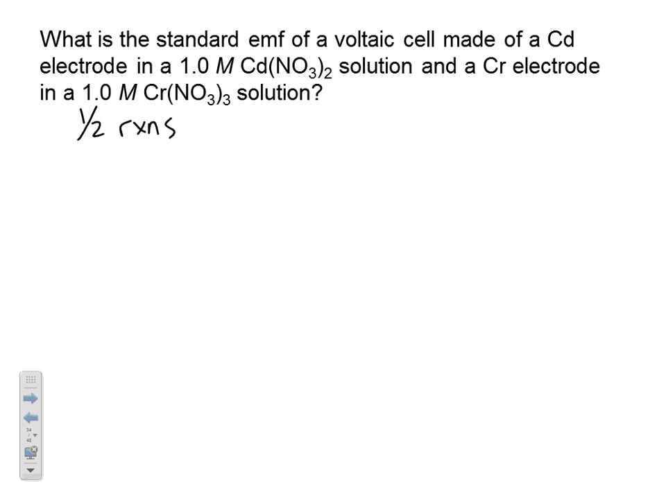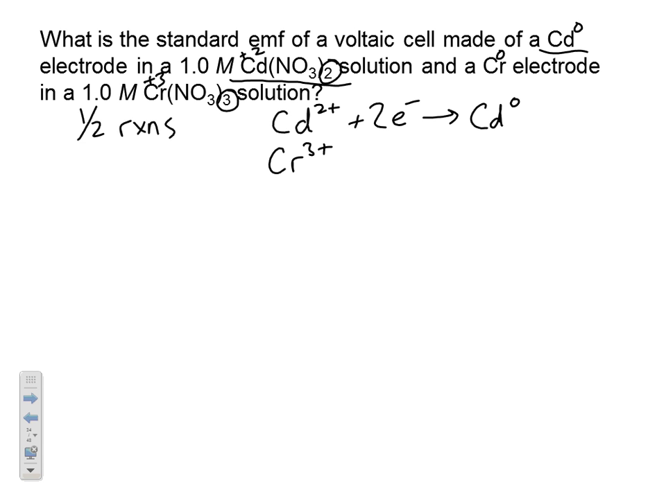So what do we have first? We have cadmium in this cadmium nitrate solution. And I can tell by the fact that there are 2 nitrates that this cadmium must be a +2. So if I have cadmium 0 and cadmium +2, then I'm going to write the reduction half reaction: Cd2+ plus 2 electrons goes to Cd0. And then I'm going to do the same thing for the chromium. So this is chromium 0. Based on the fact that there are 3 nitrates here, I know that this must be a +3 chromium. So therefore, this is Cr3+ plus 3 electrons goes to Cr0.